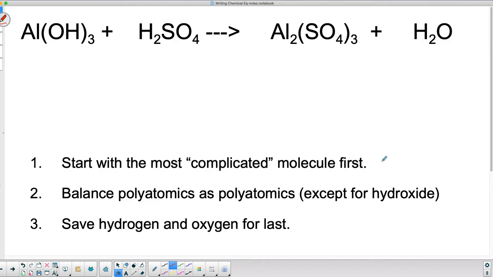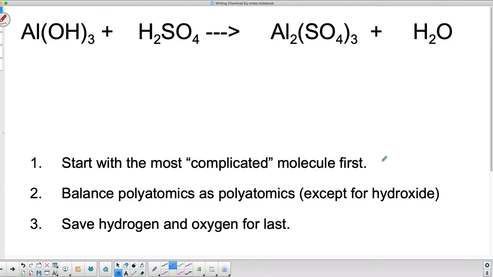Here's an example of a chemical equation, and it looks pretty complicated. Here I have aluminum hydroxide plus H2SO4, sulfuric acid. On the right-hand side, I have aluminum sulfate plus H2O. Now, I have some guidelines. These are pure guidelines, and I'll show you how to use them. Start with the most complicated molecule first.